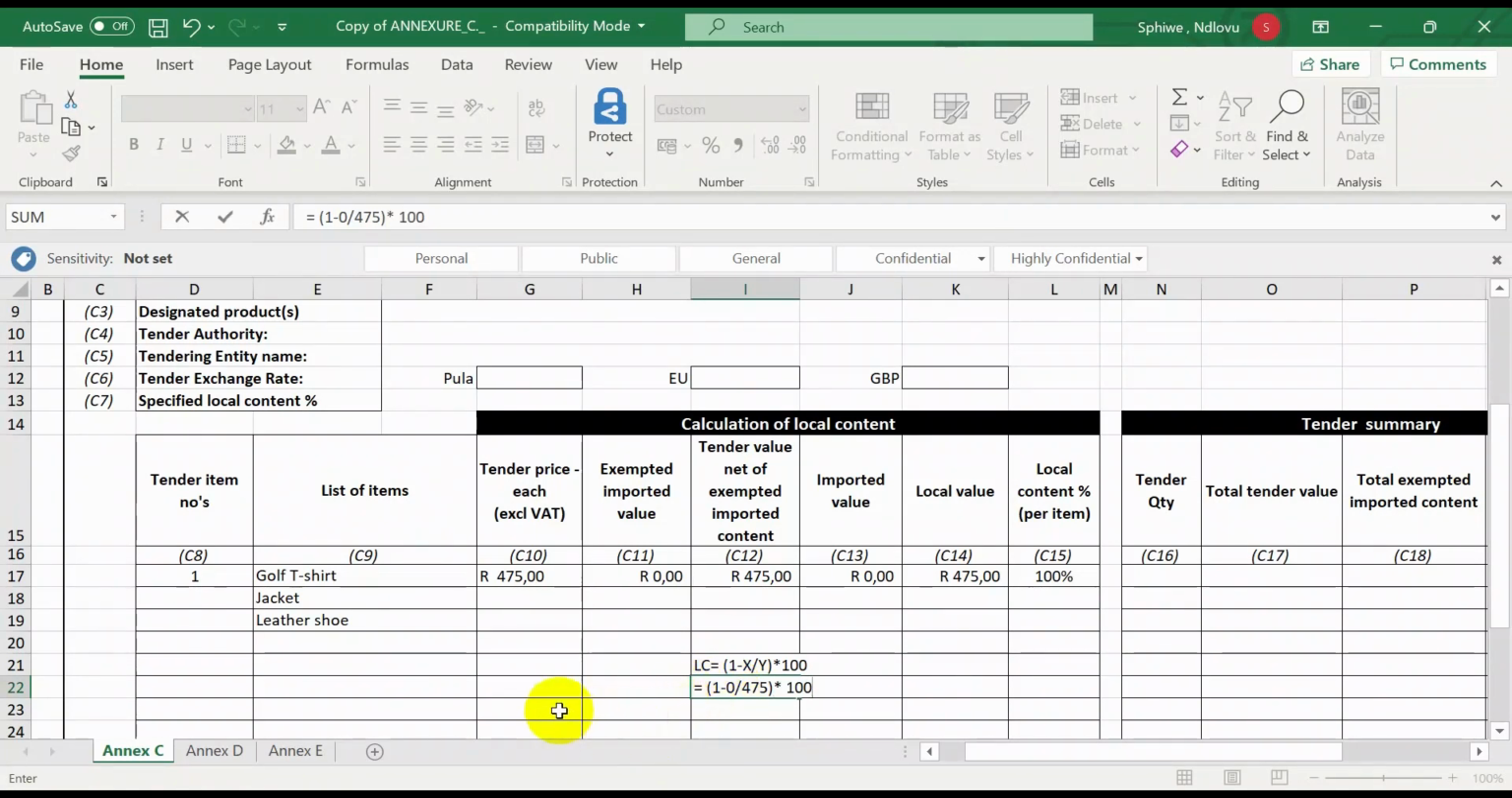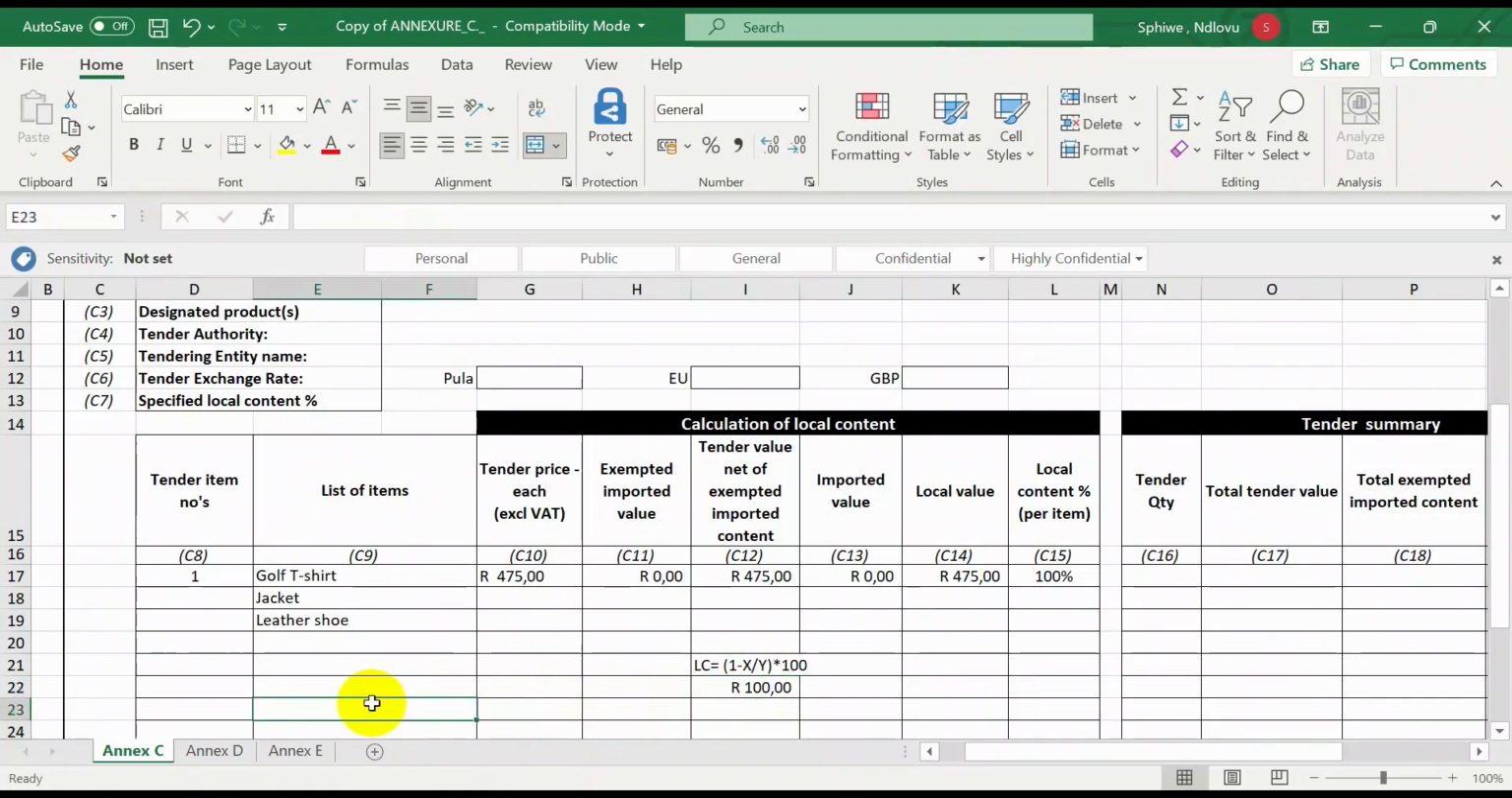So now using the BODMAS rule, bracket, exponents, division, multiplication, addition, and subtraction, we need to start working on the bracket. It has already calculated itself, but here we're trying to calculate the local content percentage.